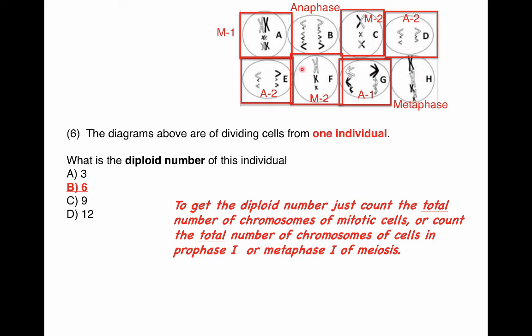You can also count what you expect after this division. So after anaphase and telophase of mitosis, you expect 2 cells, each having 1, 2, 3, 4, 5, 6. So we know the diploid number is 6. The haploid number is 3, and you can see that in meiosis, you're going to end up with cells with 3 chromosomes, and those would be haploid cells. So that's what you expect from meiosis.